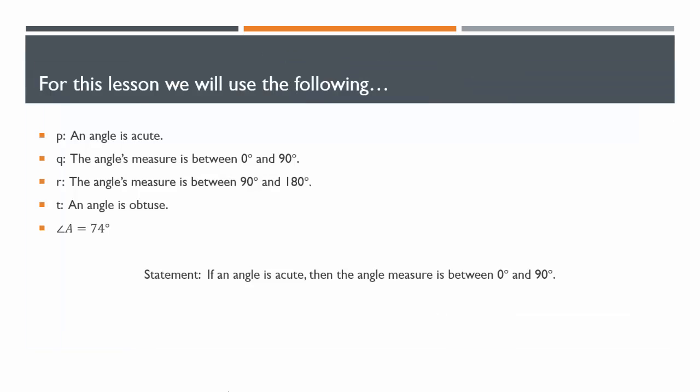For this lesson, we will use statement P: an angle is acute. Statement Q: the angle's measure is between 0 degrees and 90 degrees. Statement R: the angle's measure is between 90 degrees and 180 degrees. Statement T: an angle is obtuse. And all of this is based on the fact that A equals 74 degrees. If an angle is acute, then the angle measure is between 0 degrees and 90 degrees is the statement that we will refer to throughout the lesson.